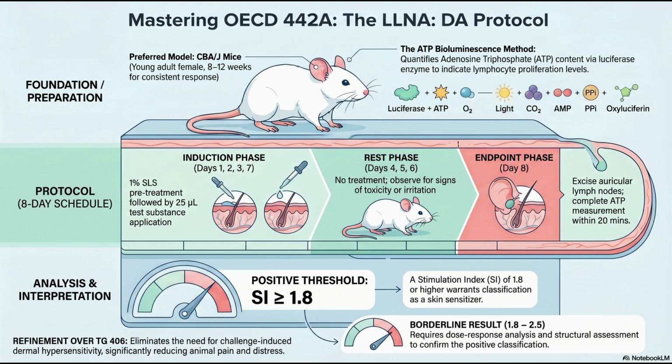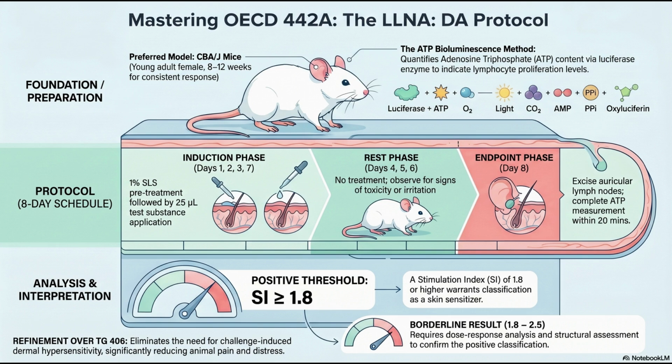Every living cell has ATP. So when lymphocytes proliferate in the draining auricular lymph nodes, and by auricular I mean the nodes situated near the ear where the chemical is applied, the total population of living cells spikes, and consequently the total volume of intracellular ATP in that tissue sample spikes right along with it. So ATP is simply our proxy for immune cell proliferation. Yes, exactly.